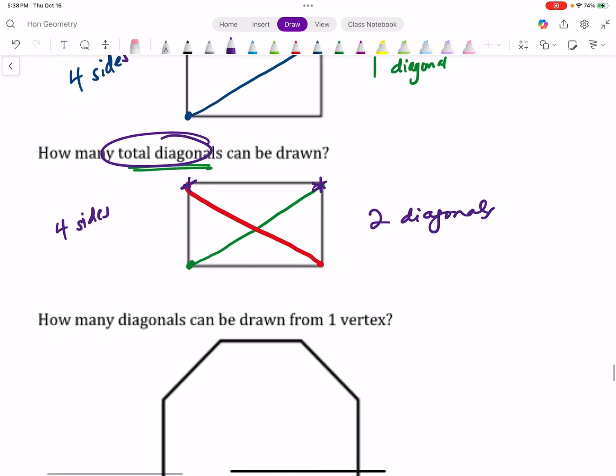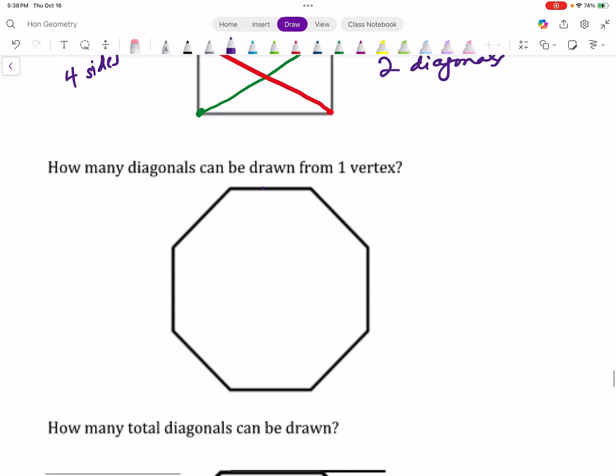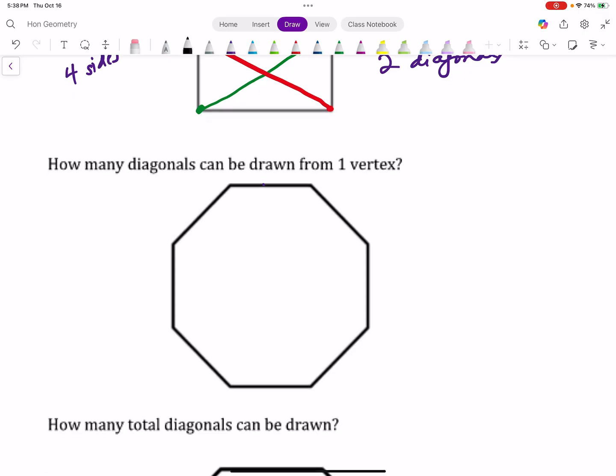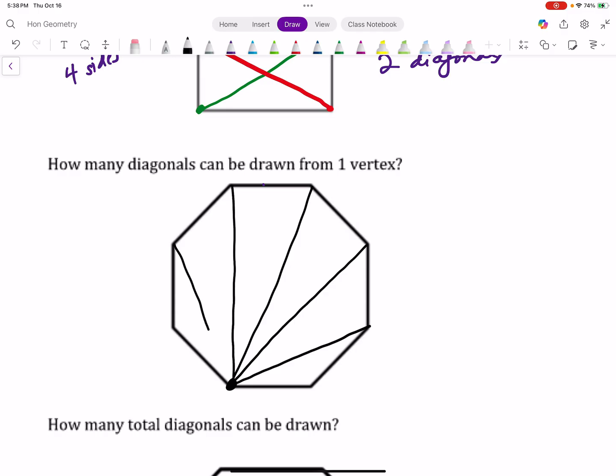Okay? All right, so let's see how many sides we got here. 1, 2, 3, 4, 5, 6, 7, 8. So we have an octagon. So we're going to figure this out. From one vertex, you pick your one vertex. Remember, you can't connect it to the 2 vertices beside it, because that's a side. But we can connect it here, here, here, here, and here.